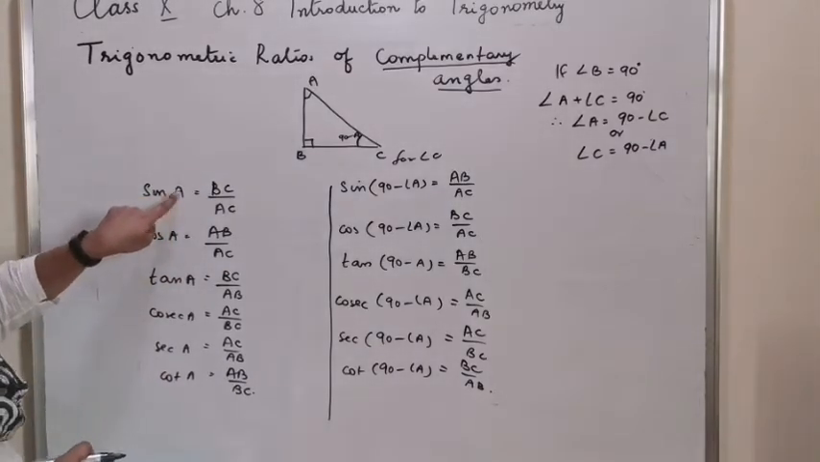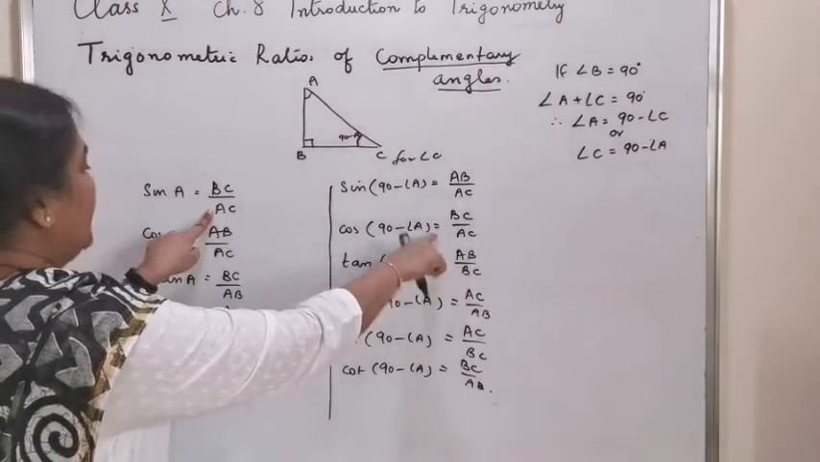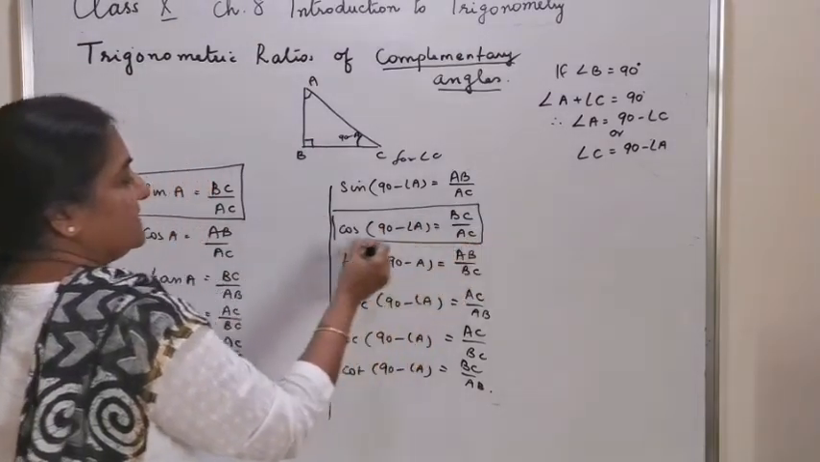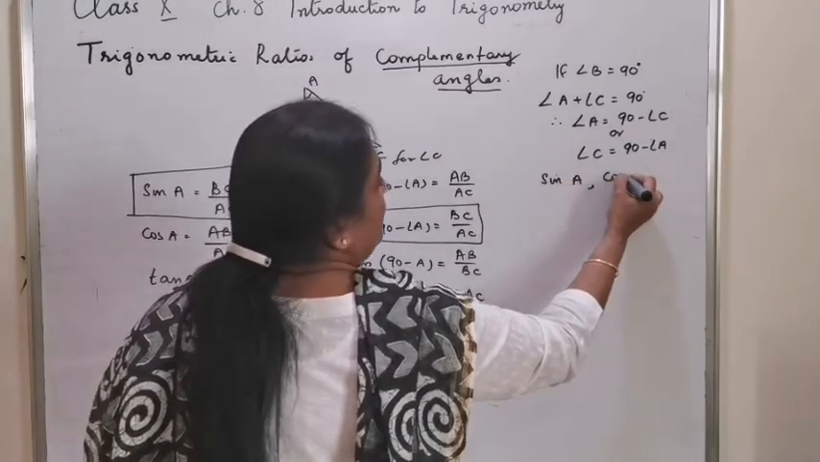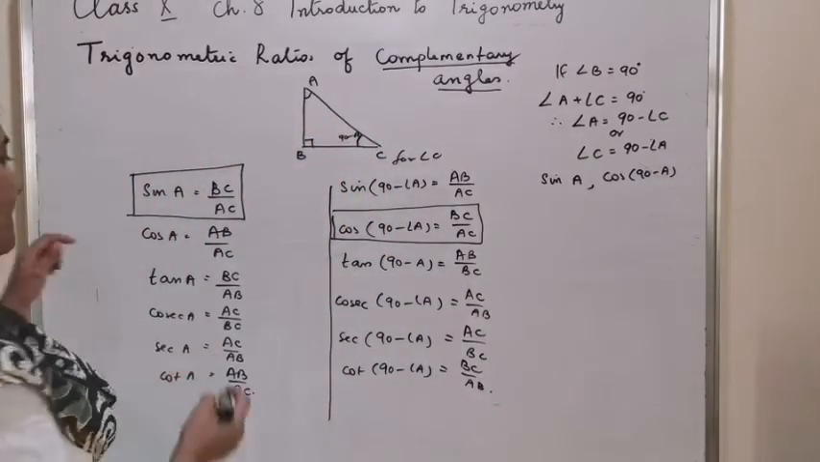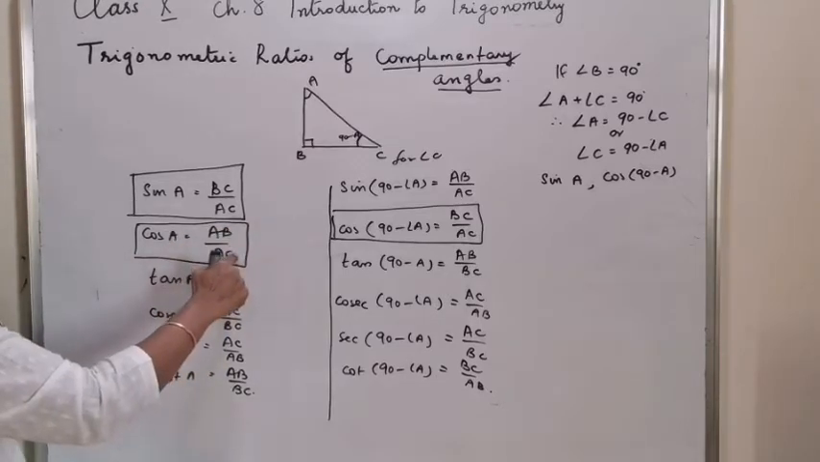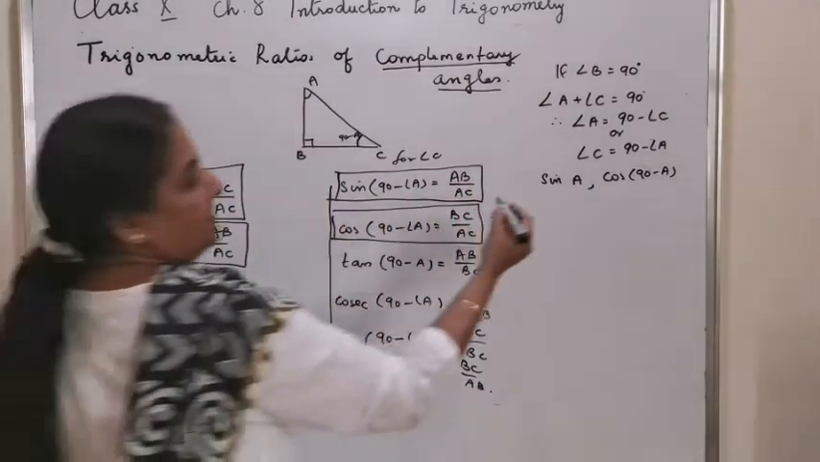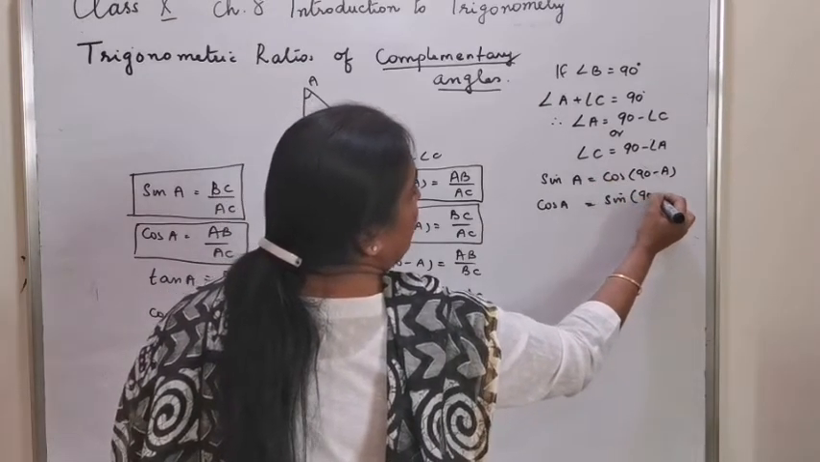Sine angle A is BC by AC. You can see here BC by AC. That means sin A and cos 90 minus A are equal. Similarly, cos A, the ratio is AB by AC, and sin 90 minus A are equal. That means cos A is equal to sin 90 minus A.